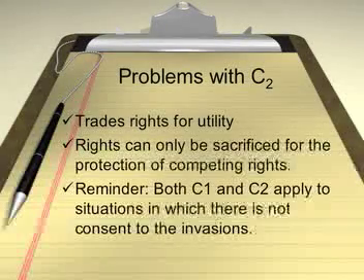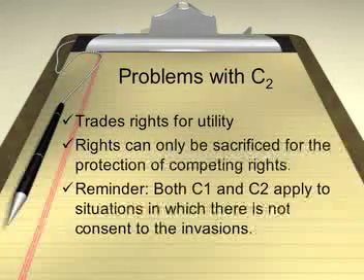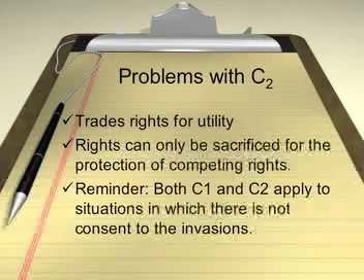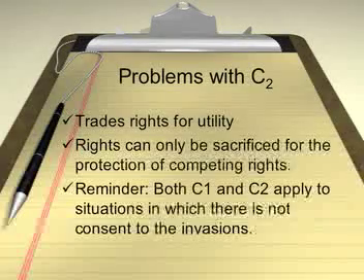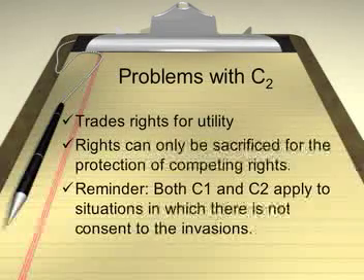Well, unless those people have a right to that information, or the social scientist has a justified claim to whatever X is, then we can't trade that off, unless there's some sort of other rights claim. So, both C1 and C2 apply to situations in which there is not consent from the individual.